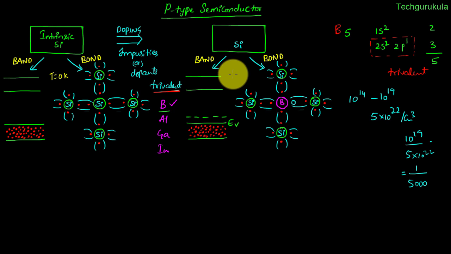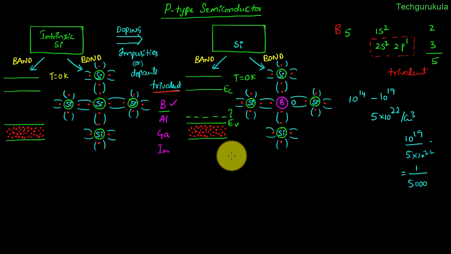Now this assumption is at T equals 0 Kelvin. And this vacant state is actually not filled with any electrons. But we cannot call this a hole because this vacant state is not present in the valence band. So this is present somewhere in the energy band gap, but closer to EV. Now this energy level, we don't know what to call at this point of time, so we will name it as we go forward.